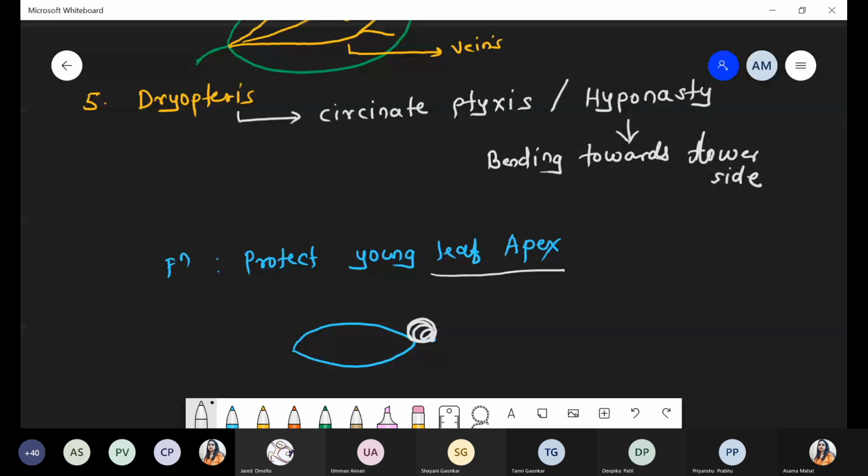Clear, simple hai. Directly question banega: succinate phytics or the hyponasty present in dryopteris, no question, what is the function? But here we clear one function: involvement of protection of the leaf teeth.